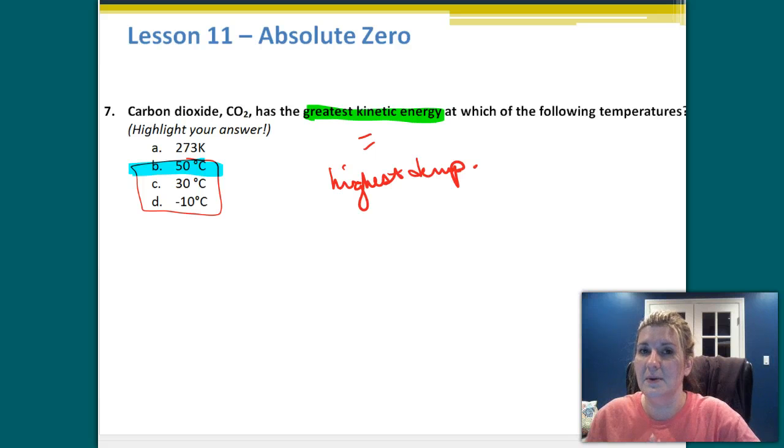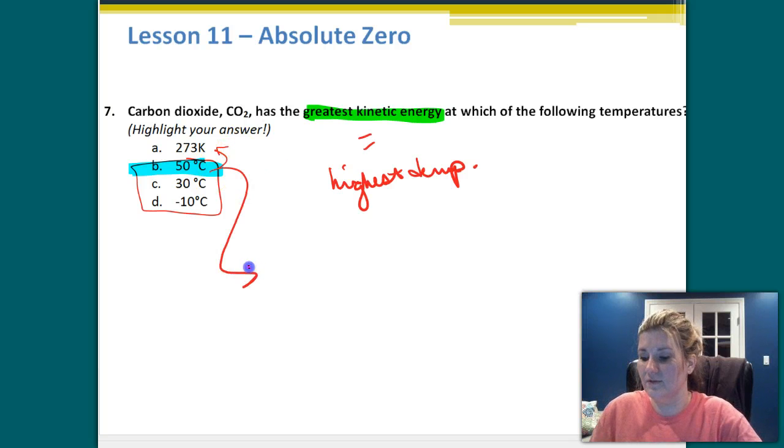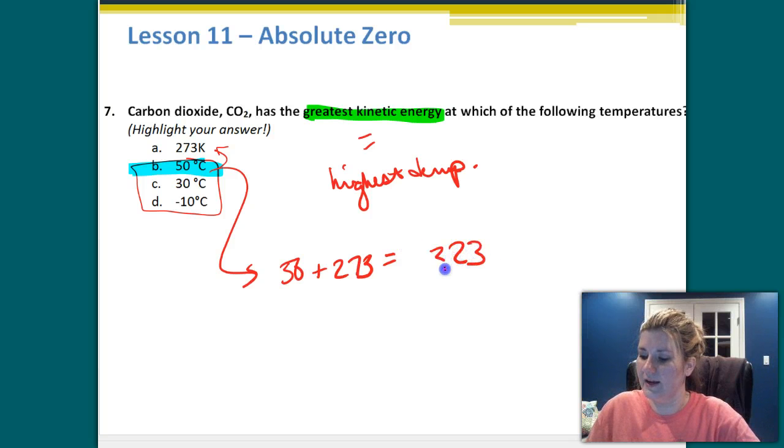Now, we have to always compare apples to apples. Either all temperatures have to be absolute, or in general, they have to match. We cannot compare degrees C to degrees K here, because they're two different units. So, it's easiest for me to just convert my degrees C to Kelvin by adding 273, because that's the one I remember all the time, not really subtracting 273. And when I do that, I come out with 323K.